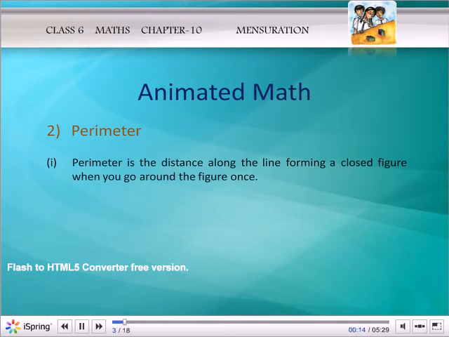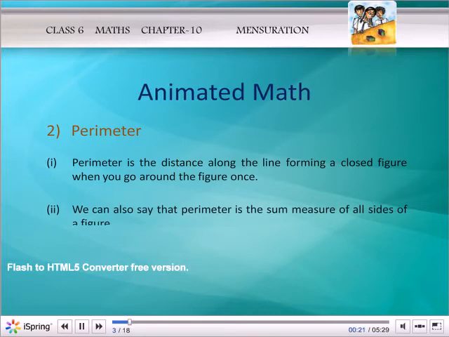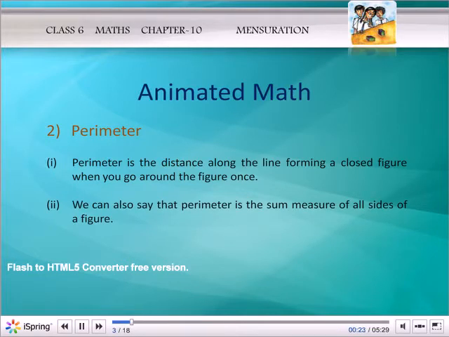Perimeter. Perimeter is the distance along the line forming a closed figure when you go around the figure once. We can also say that perimeter is the sum of measure of all sides of a figure.